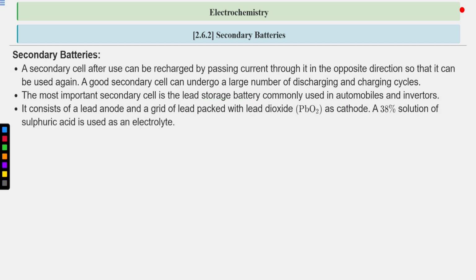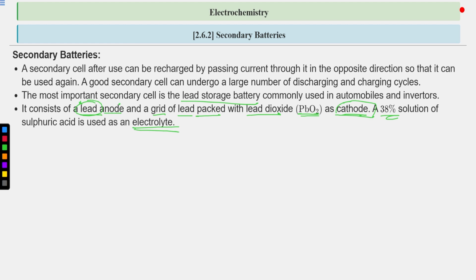It consists of a lead anode and a grid of lead packed with lead dioxide, PbO2, as the cathode. Now we are talking about the anode and the cathode of the lead storage secondary battery. The anode is of lead, and a grid of lead packed with lead dioxide is our cathode. A 38% solution of sulfuric acid is used as an electrolyte.